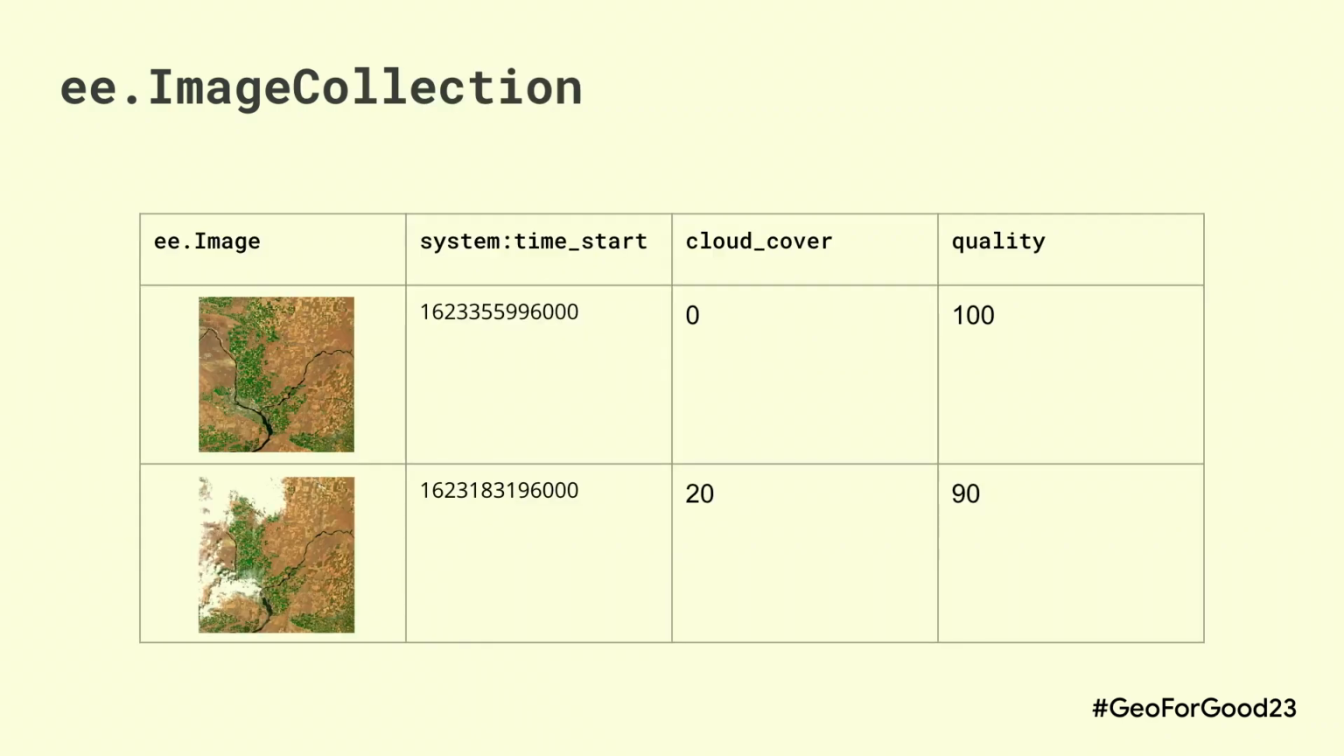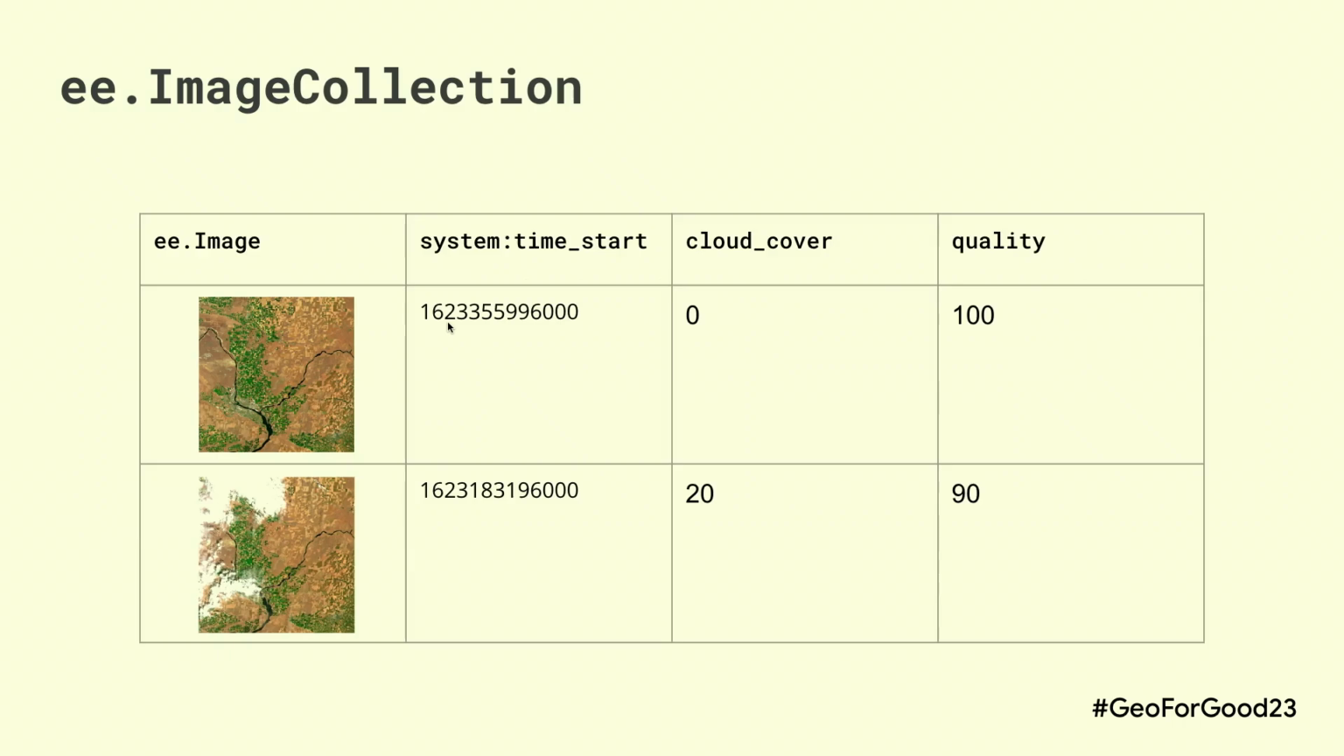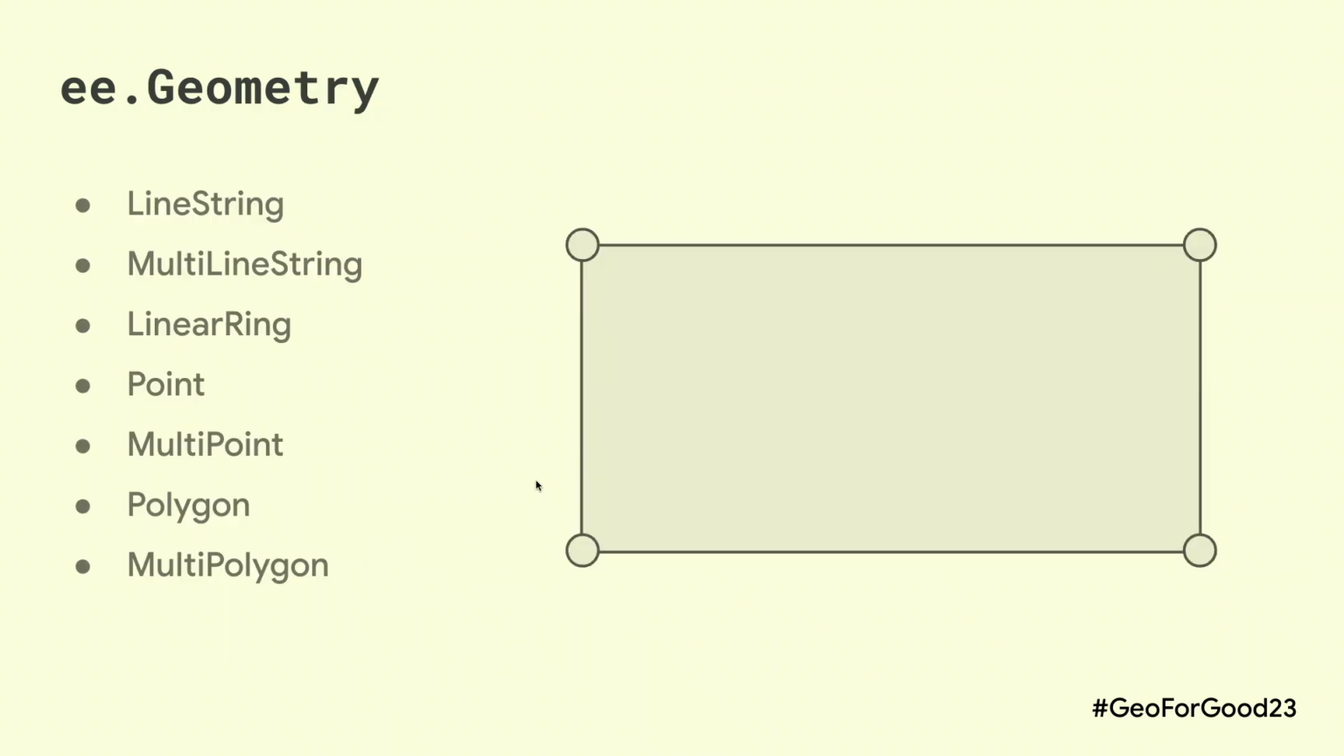And then an image collection, you could think of it just as a table of images. And so now our table, back here, it just included properties as an image. But when we talk about an image collection, the images sort of become a property within this table. So now we have two images. They share the same properties. They're an image collection together. And we could talk about a geometry object. And we have all of these options for what a geometry could be: line strings, points, polygons, multi-polygons.